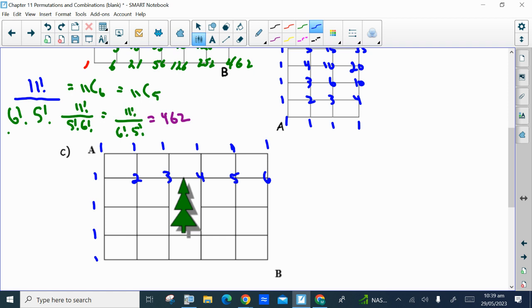For the next row, we can fill in those first two spots. 2 and 1 is 3, 3 and 3 is 6. However, if we go across to where this next spot is, there is only one way you can get to that point, and that is from directly above. Because there's only one way to get to this point from directly above, the number of routes will be the same.